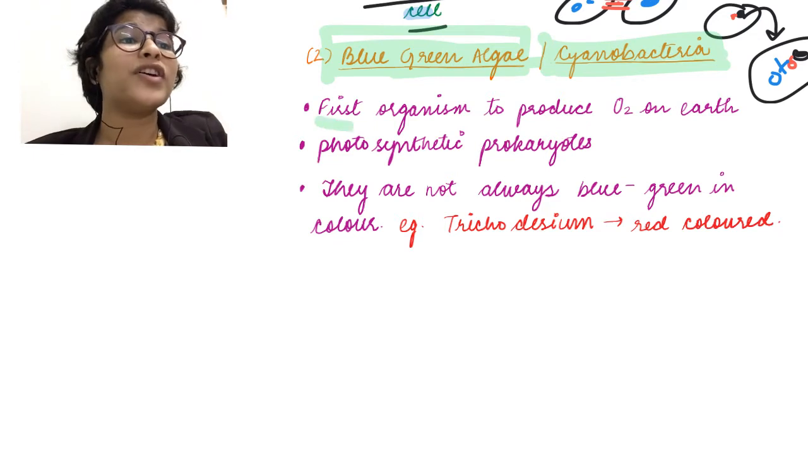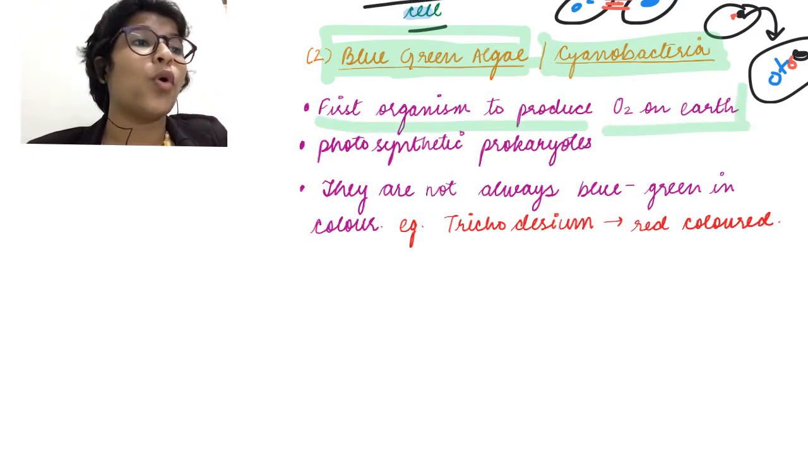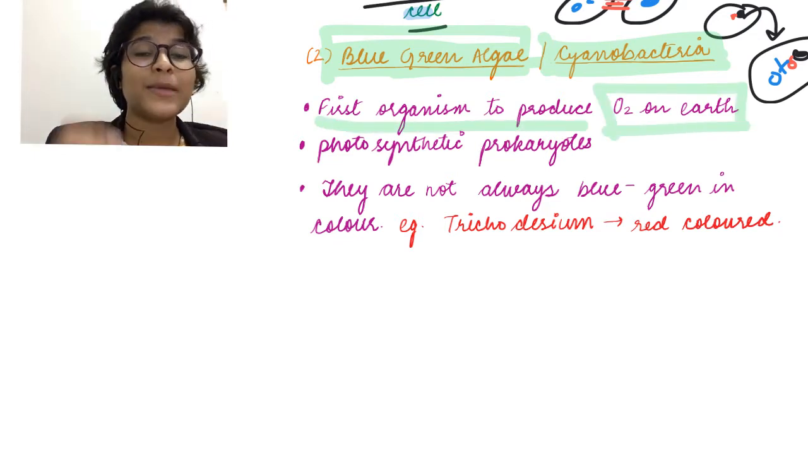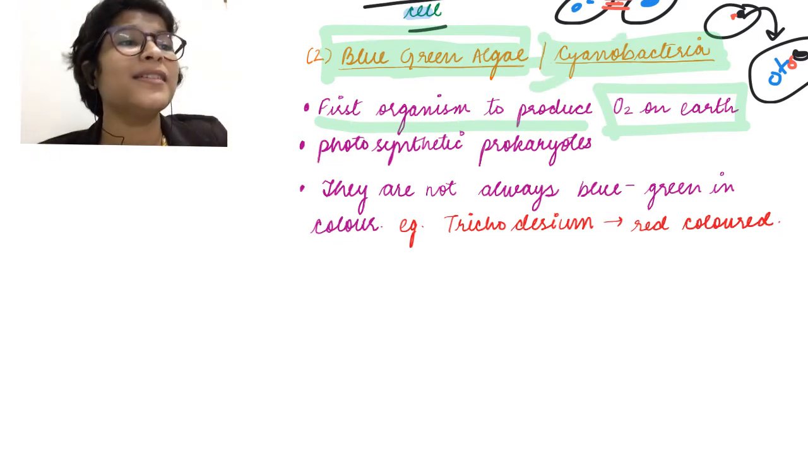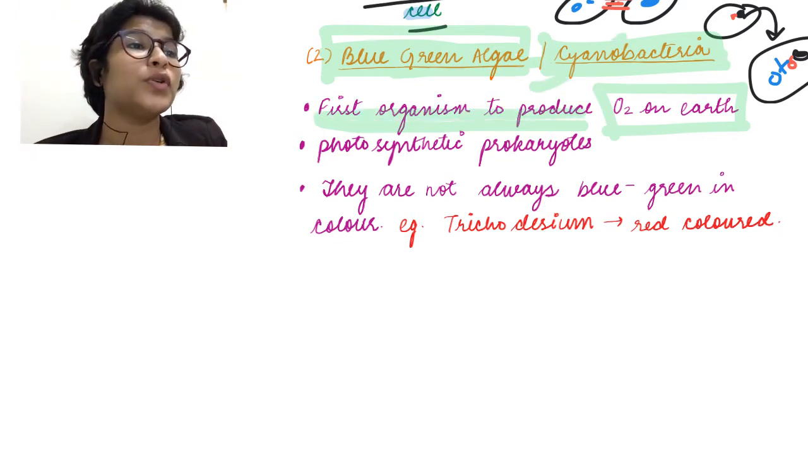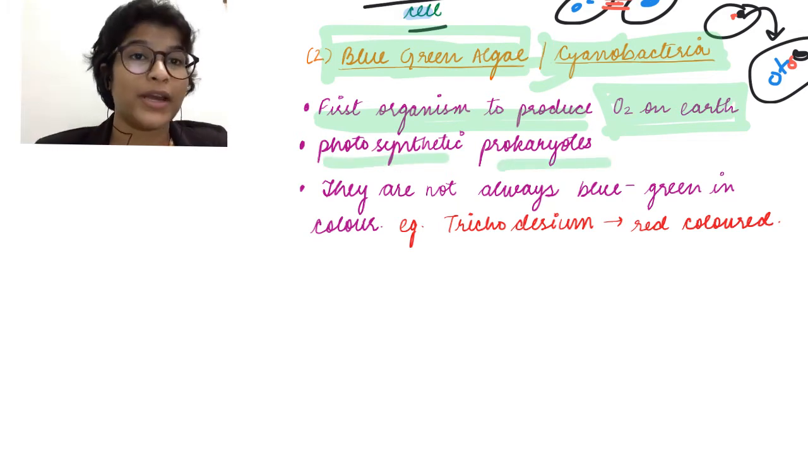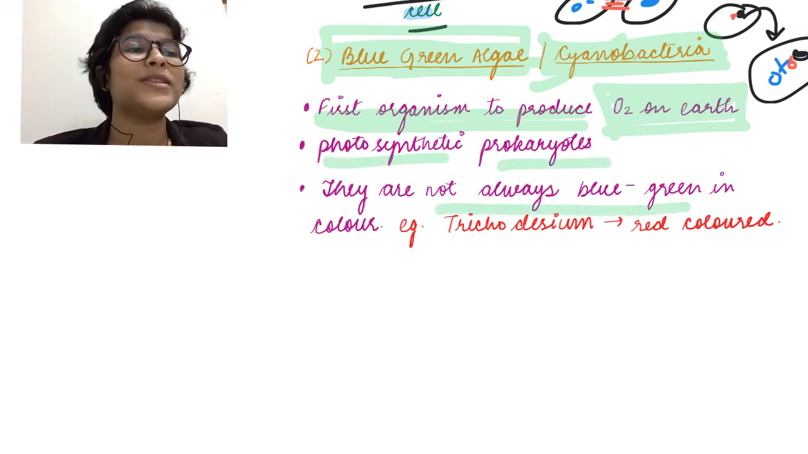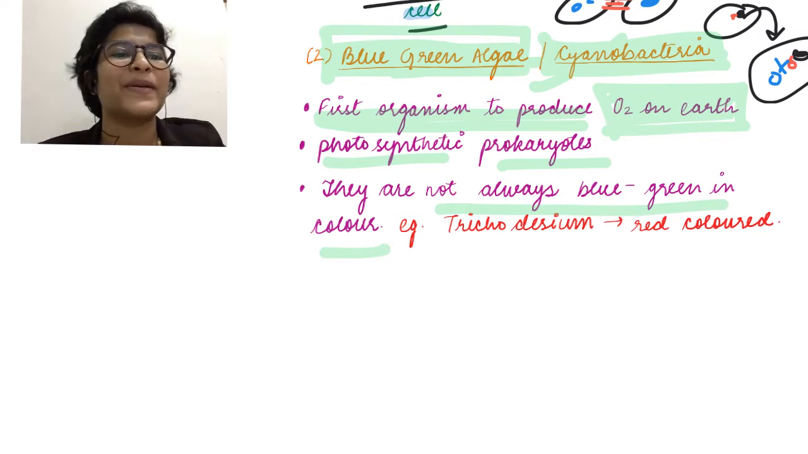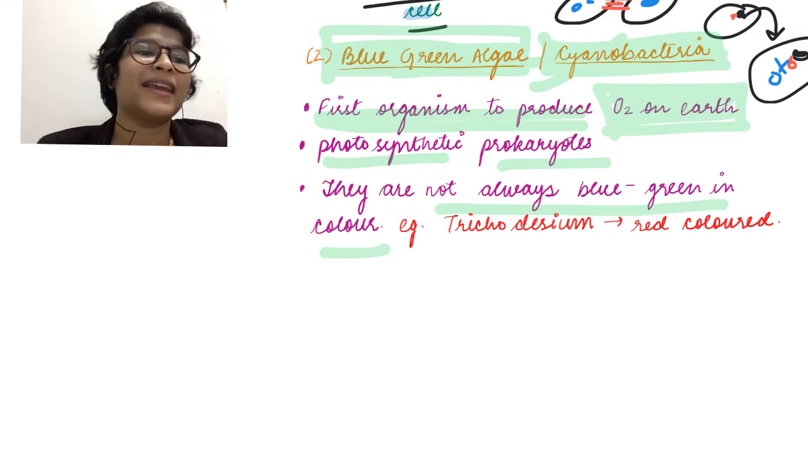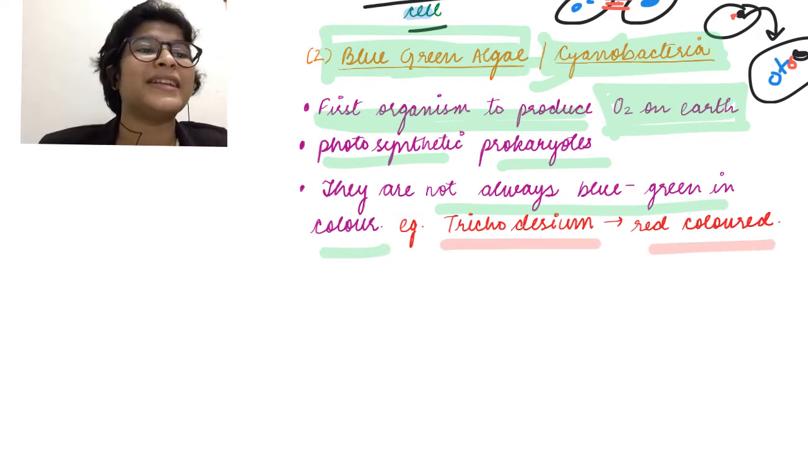It was the first organism to produce O2 on earth. See the paramount importance of cyanobacteria? The first organism to produce O2 on earth. These are photosynthetic prokaryotes and they are not always blue-green in color. That's the paradox. They may be red, for example Trichodesmium, which is red in color.